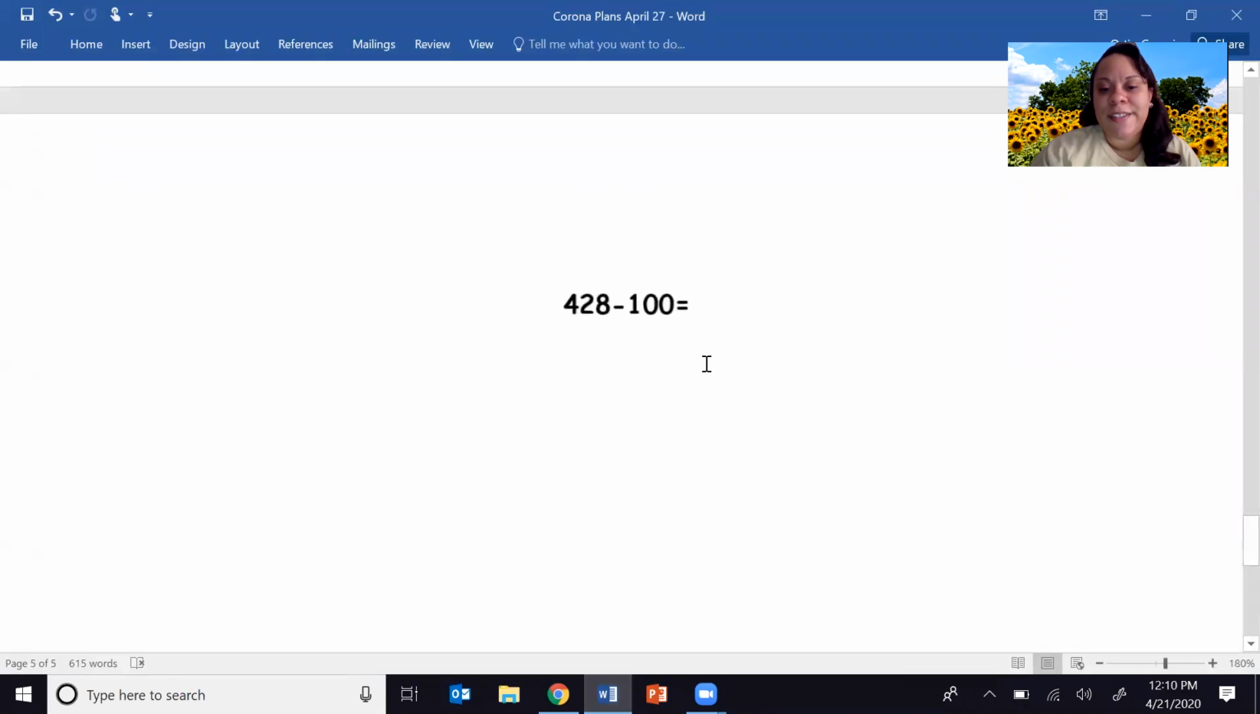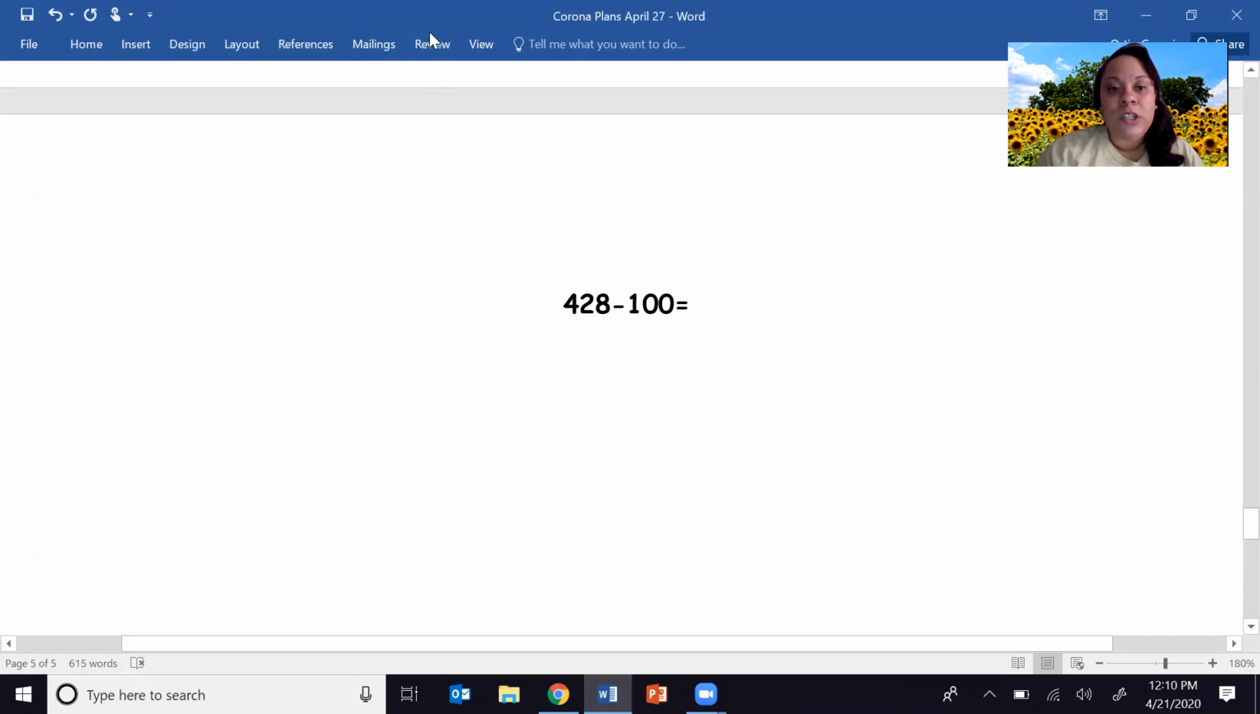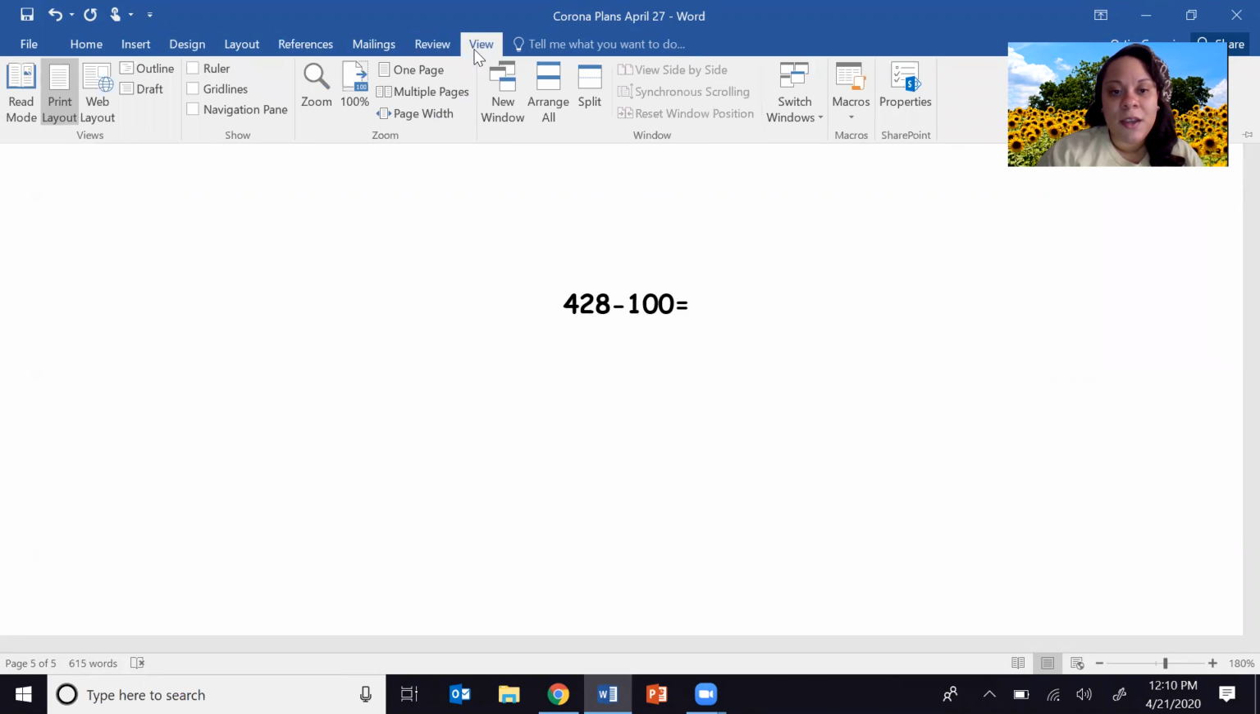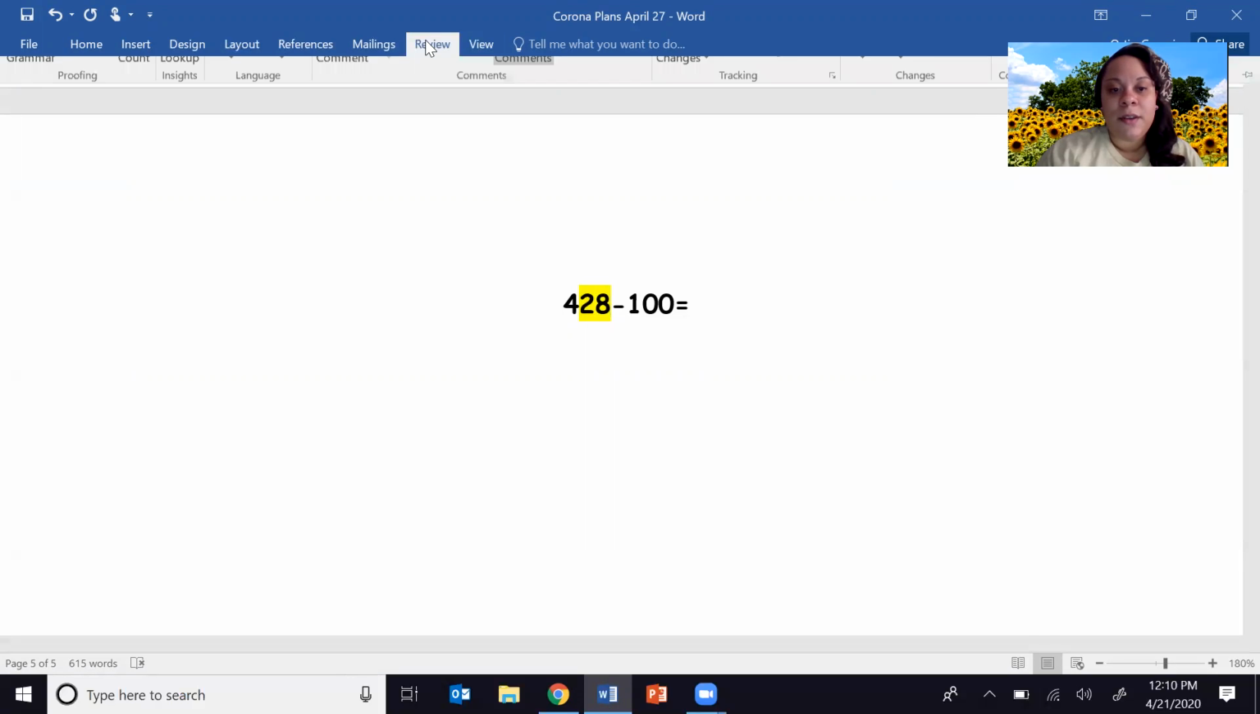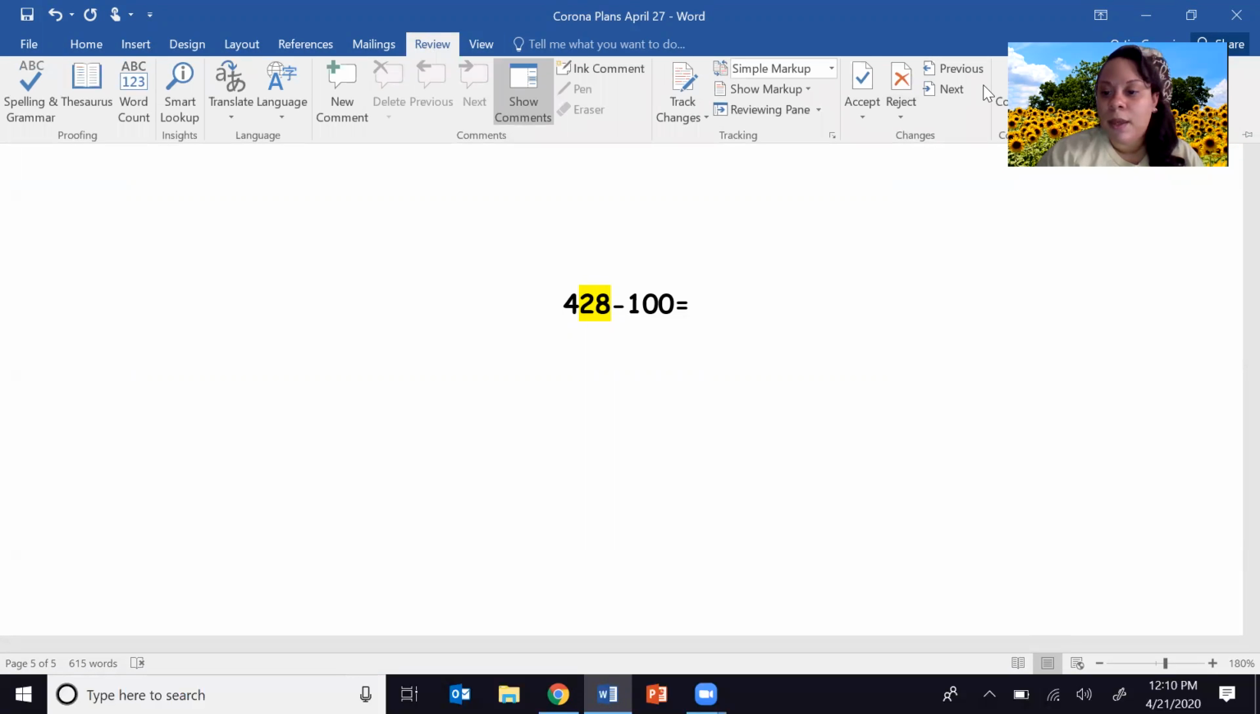The first one is really easy. We just have 428 minus 100, okay? I could easily do this in my head because I know that 400 minus 100 is just 300, so it's 328. But just so you have a visual, you should be able to do this in your head. Notice that in this number, this is not going to change, okay? This is not going to change. And I can prove it when I do, let me get my pen.